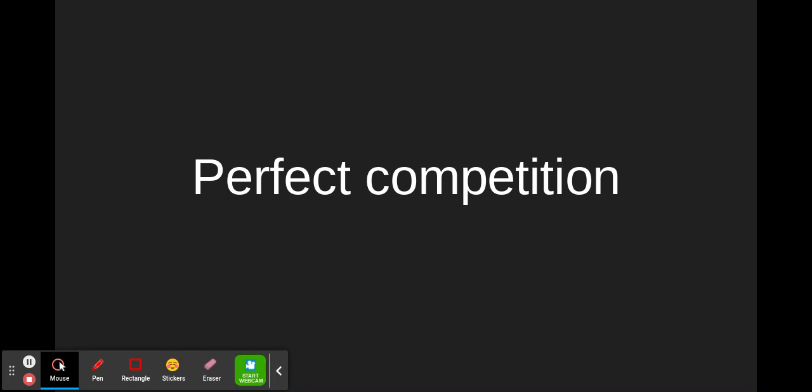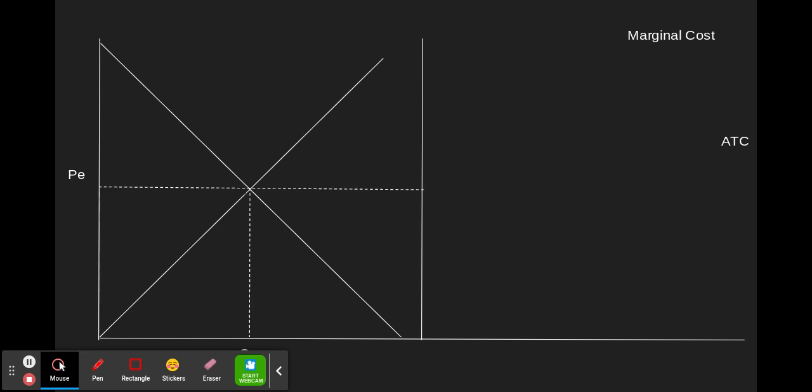How would you draw perfect competition in a market? To start off, you would draw on the left side of your graph a perfectly competitive market. On the other side, you would draw your marginal revenue, which would be a flat line that is the same as the price being paid at market equilibrium.